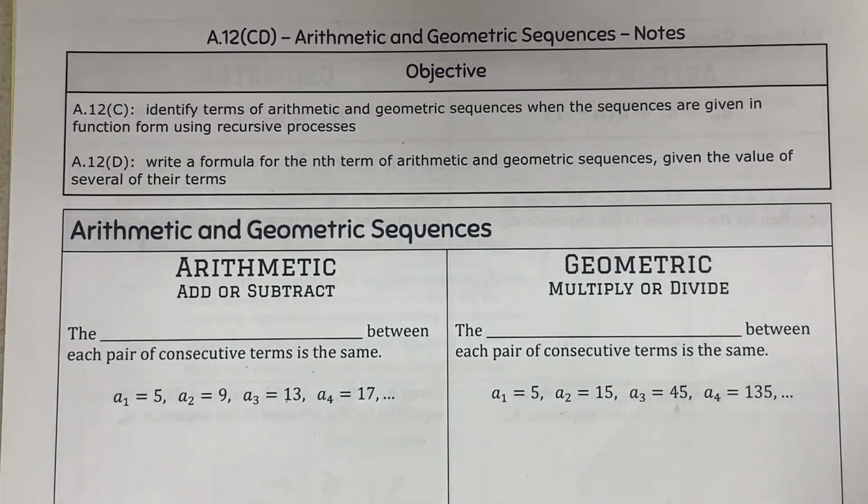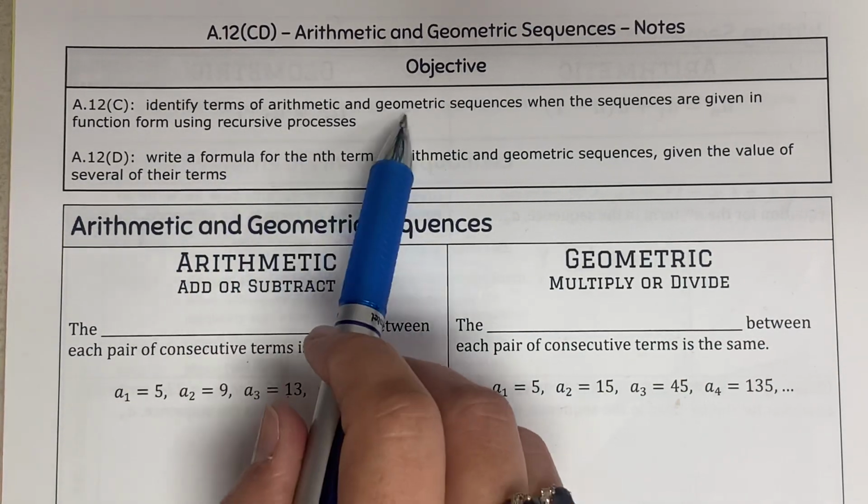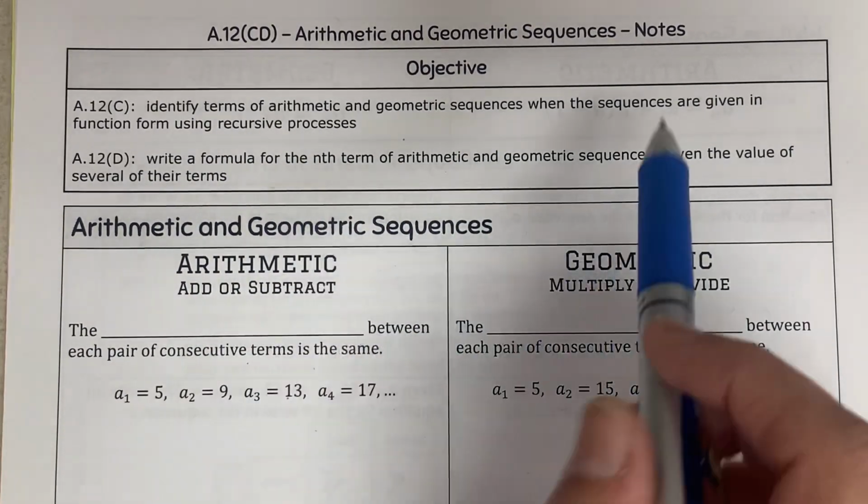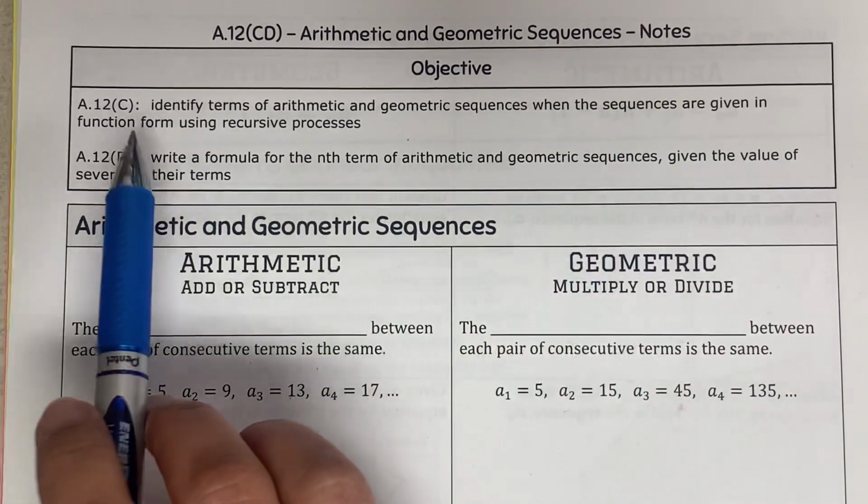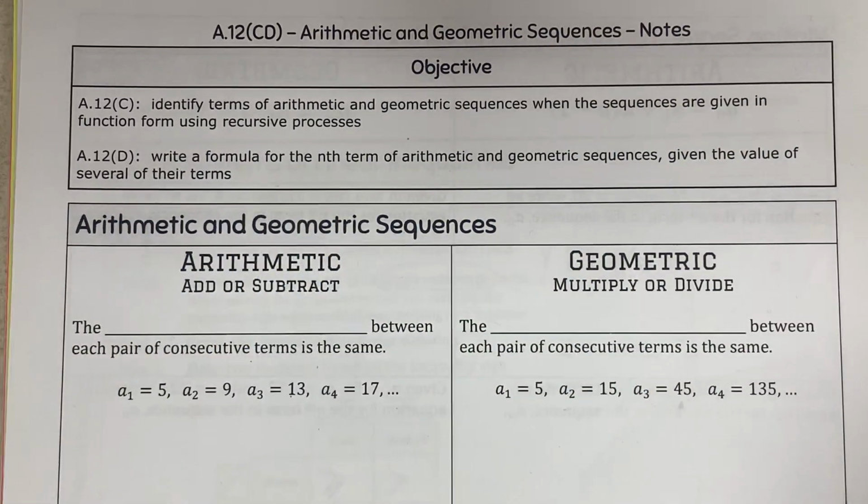Your goal for today is to identify terms of arithmetic and geometric sequences when the sequences are given in function form using recursive process. So this sounds difficult, but this is not that difficult. It's very easy. What you're trying to do actually is you have a bunch of numbers and you're trying to figure out the sequence between them, or if they have a sequence. That means if they have a consistent pattern. It could be either addition, subtraction, multiplication, or division, and that is what we are trying to find.